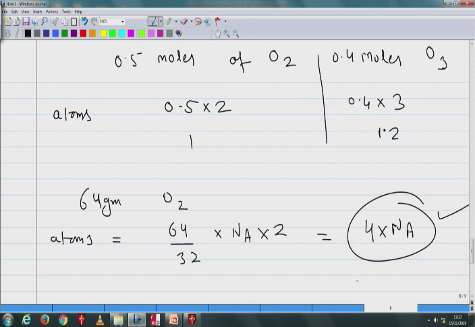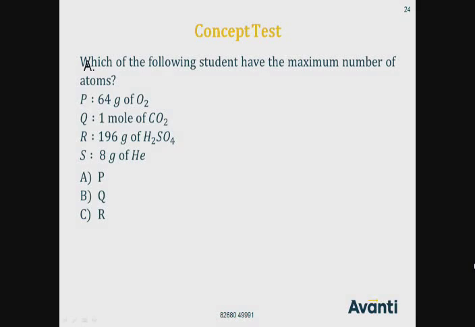Remember guys, you have to always multiply with the Avogadro number to calculate the number of atoms. Just use this one to answer such questions. Check out and tell me the correct answer.